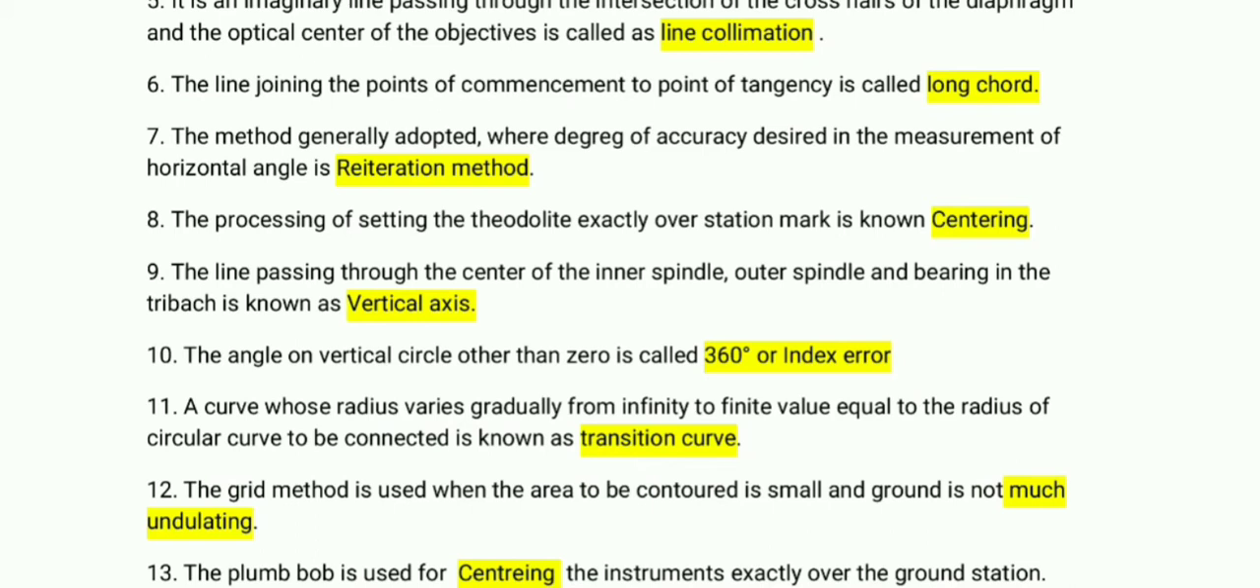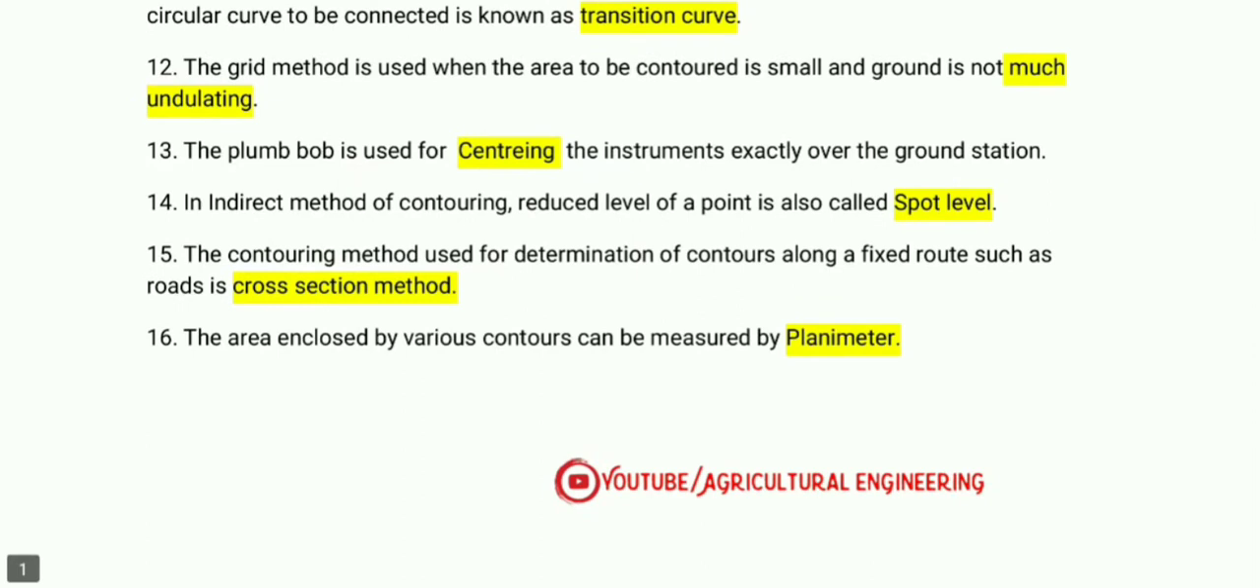The grid method is used when the area to be contoured is small and the ground is not much undulating. The plumb bob is used for centering the instrument exactly over the ground station. In the indirect method of contouring, the reduced level of a point is called the spot level.